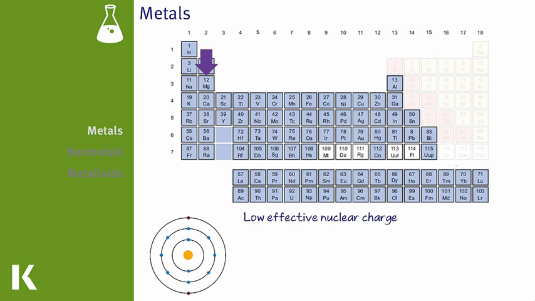And this low effective nuclear charge is what's responsible for all of the other common atomic properties of metals. That is, they don't attract electrons particularly well. And they also don't hang on to the electrons that they do have particularly strongly. And finally, because the electrons that they have aren't pulled as strongly towards the nucleus, they have a relatively large radius.